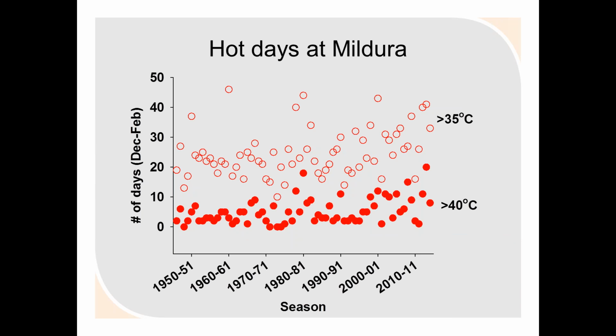So here we've just got a pictorial graph of the number of hot days that we have up in Mildura. The open circles represent how many days over the last 50 years occur between December and February above 35 degrees Celsius, and the closed circles represent how many days above 40 degrees between December and February. So you can see since about 1980 we've been getting more hot days above 40 degrees in Mildura, especially in the last decade.